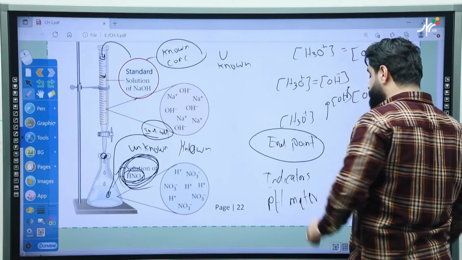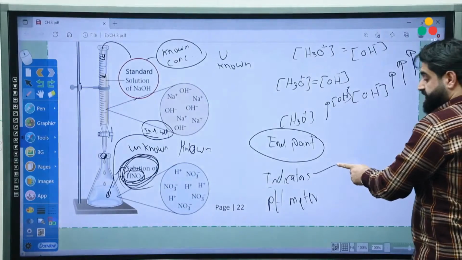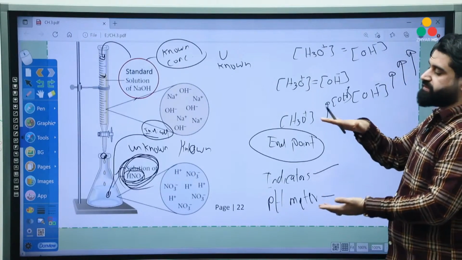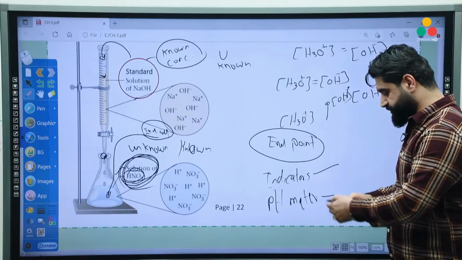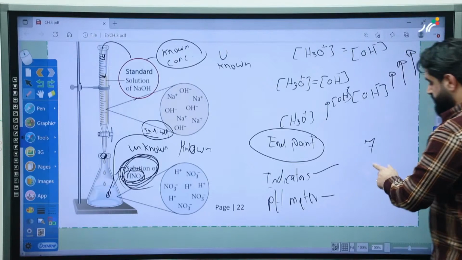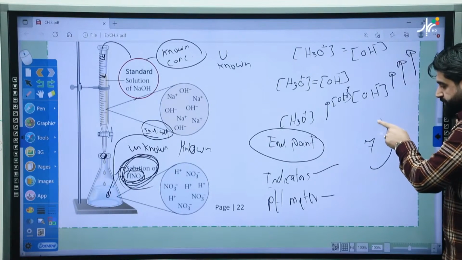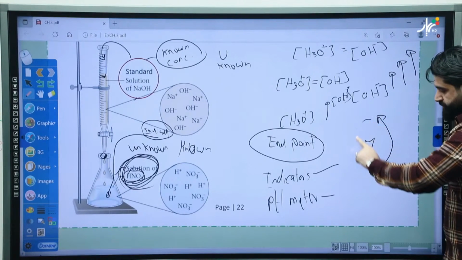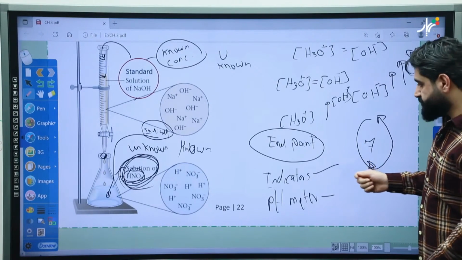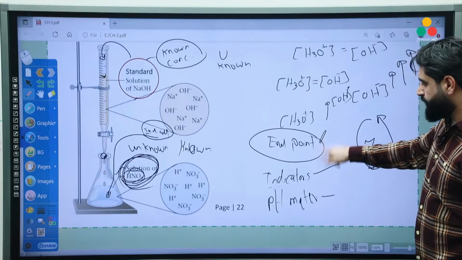What will happen if we use an indicator? The color changes. What about the pH meter? There will be a very big rapid change of pH. It will change from, look, this is 7. It will go from below to above, or from above to below. Immediately close the valve. It means we just approached the end point.